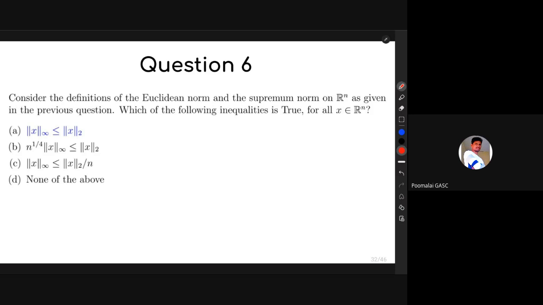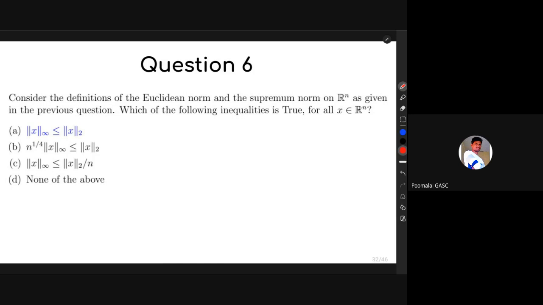Now, in the previous question, we have seen one inequality between these two. Now it is about the other inequality. Do we have the other relation, which you guys just mentioned, that the supremum norm is smaller than the Euclidean norm? Okay, so let's see how we prove this other inequality.